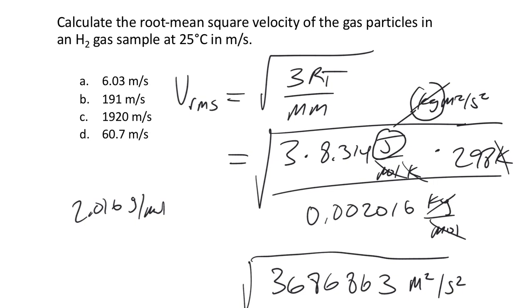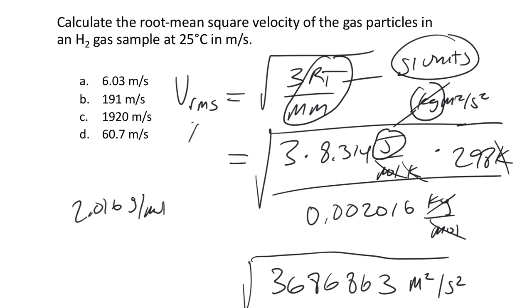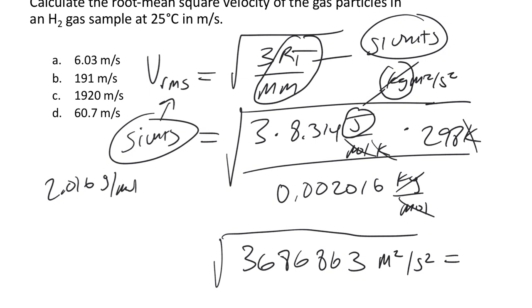I just want us to see that the units are meters squared per second squared. I have to plug the units in a certain way or they're not going to cancel out. So I have to plug all these in SI units in order to get SI units out here. If I left the molar mass as 2.016 grams per mole, then grams doesn't cancel into kilograms, so I'm really having this in some other unit. So I take the square root and I get 1920 meters per second. You see, I'm just taking the square root of the units to get meters per second.